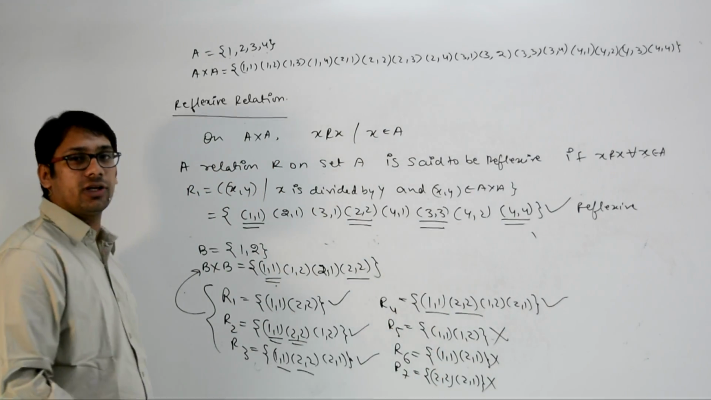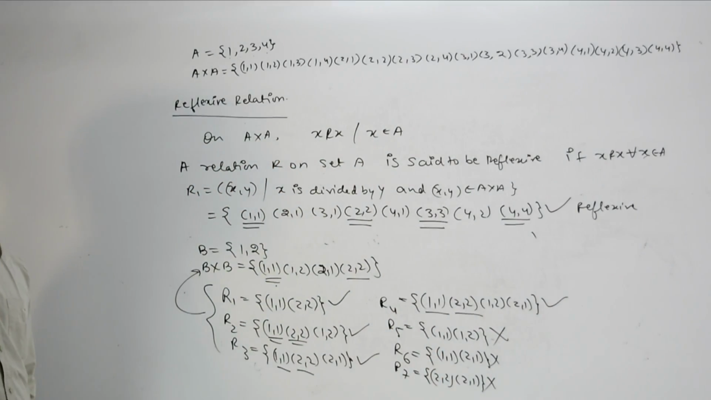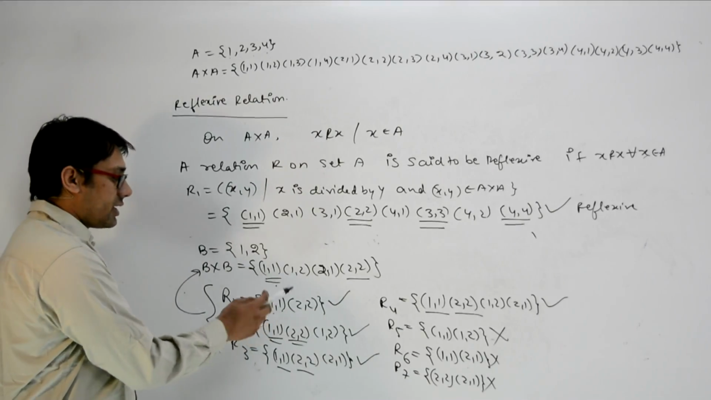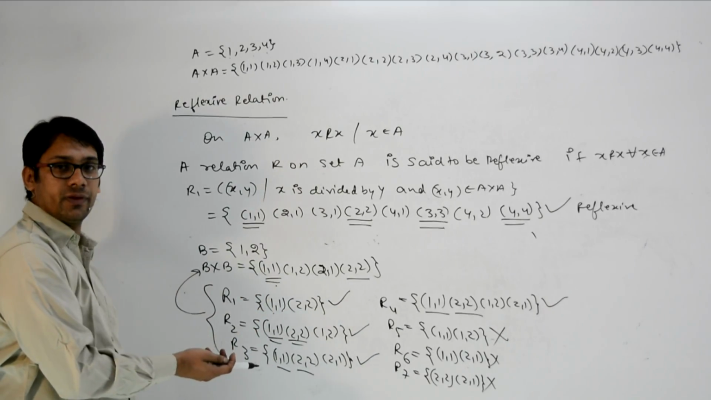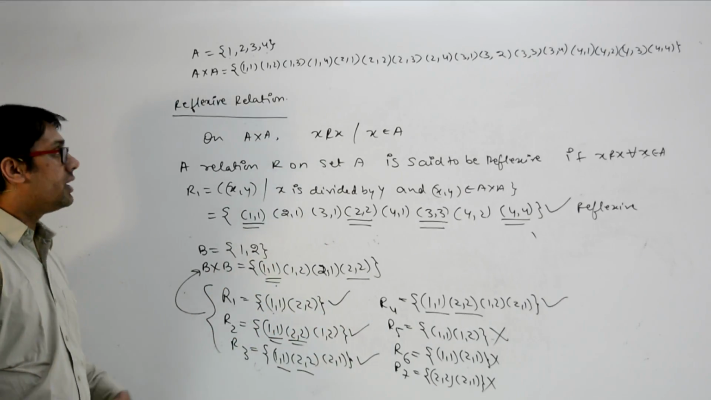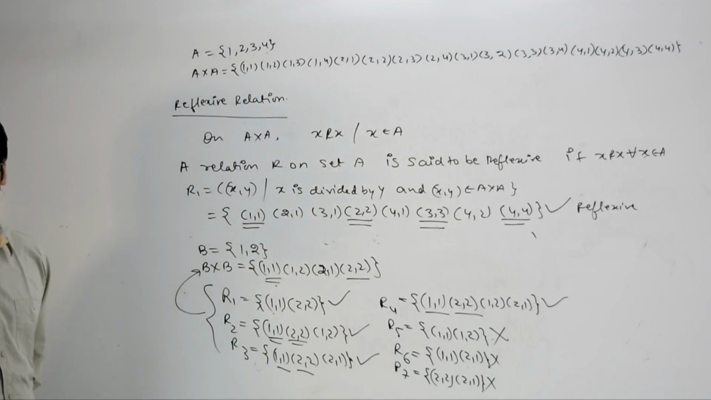Because it is not containing the ordered pair. That means every reflexive relation has to contain the ordered pair X R X, X is related to X, for all the elements X belonging to the set A.